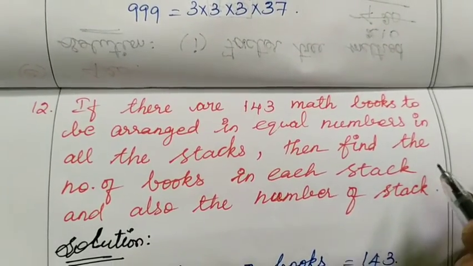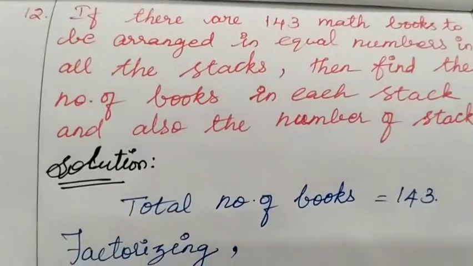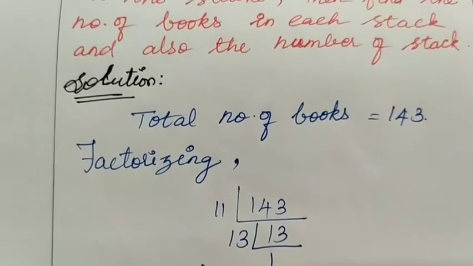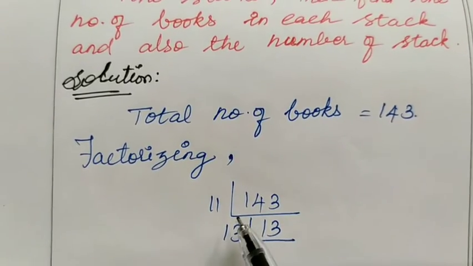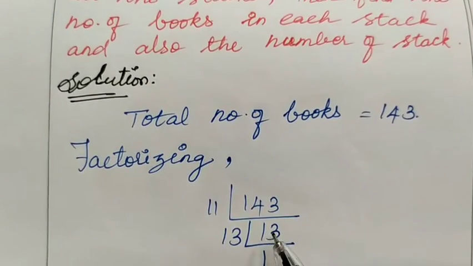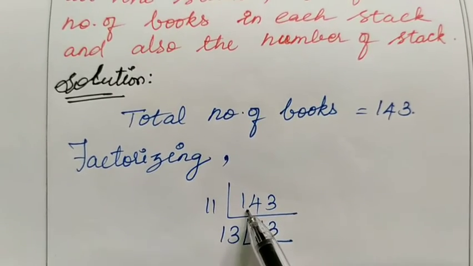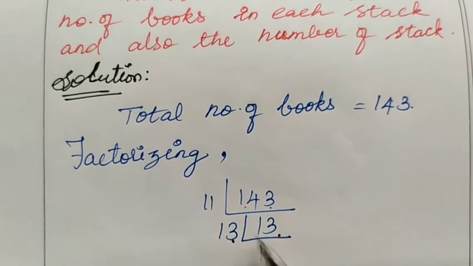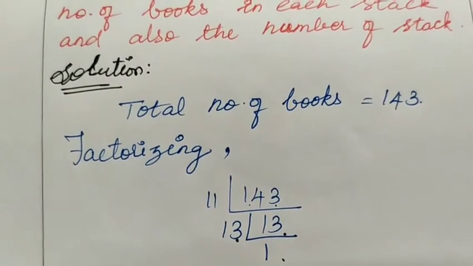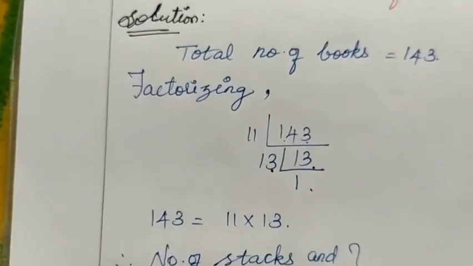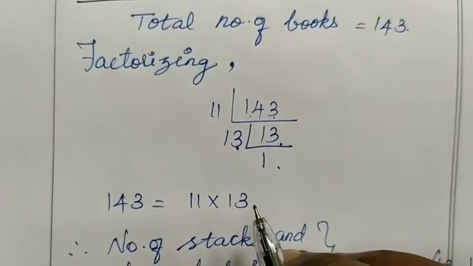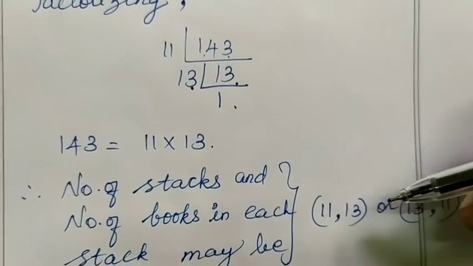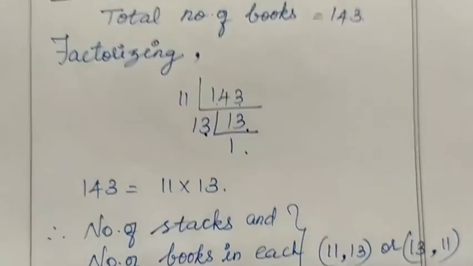Okay, so see this, the total number of books is 143. So now we are going to factorize this number. 143 comes in the 11 table. Okay, so 13 into 11 we get the number 143. 13 is also a prime number, take the number 13 table, 1 13 is 13. Okay, so therefore the factors of 143 are 11 into 13. So the number of stacks and the number of books in each stack may be 11, 13 or 13, 11. Okay, can you understand this question?